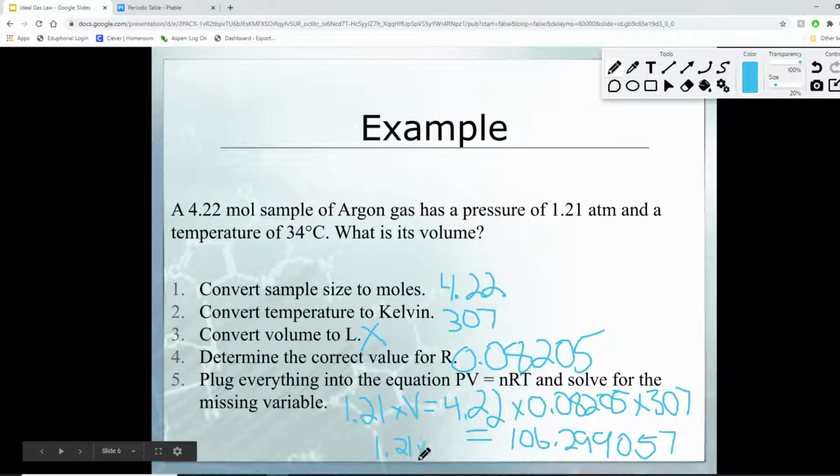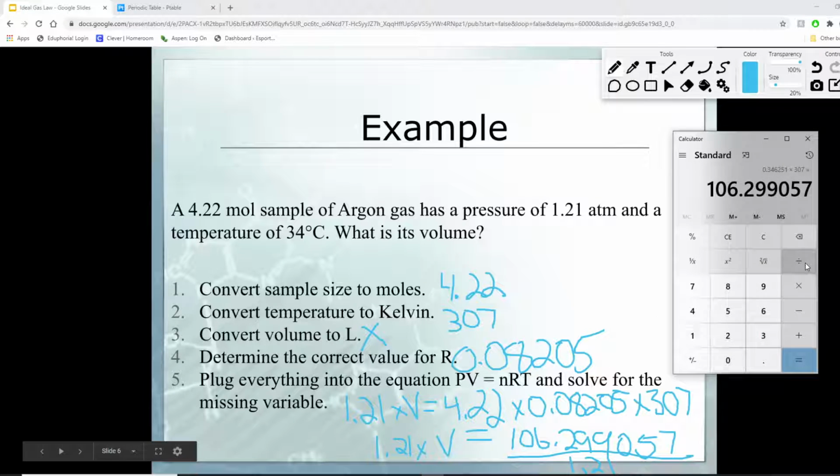And our left side is still the 1.21 times V. When y'all do these problems, you can feel free to round them down to 2 decimals to make your lives easier. I'm just leaving it whole here for the example. And then our last step to get the volume by itself is that we need to cancel out this 1.21 that it's multiplied by. So we're going to divide both sides by 1.21.